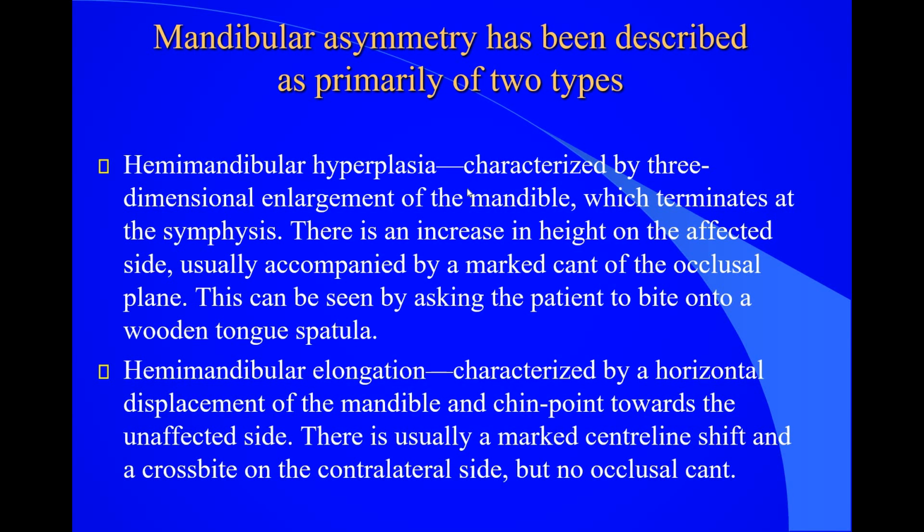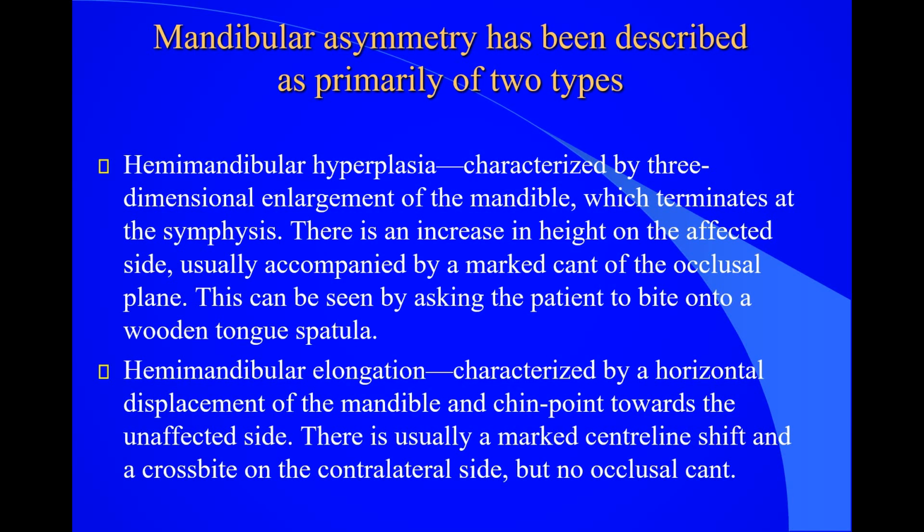I also want you to memorize that mandibular asymmetry has been described as primarily of two types: hemimandibular hyperplasia, characterized by three-dimensional enlargement of the mandible, which terminates at the symphysis. There is an increase in height on the affected side, usually accompanied by a marked cant of the occlusal plane. This can be seen by asking the patient to bite onto a wooden tongue spatula.